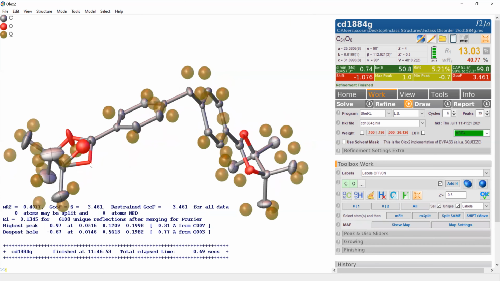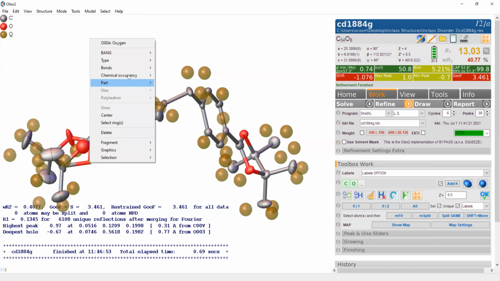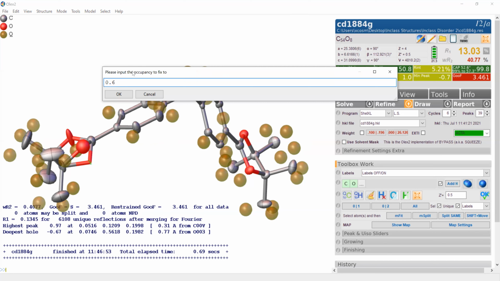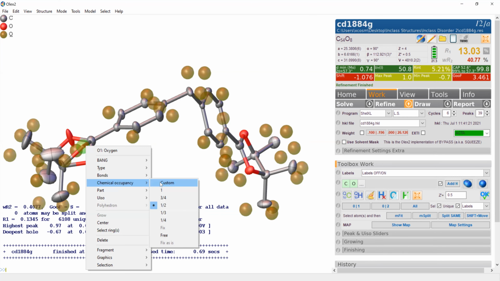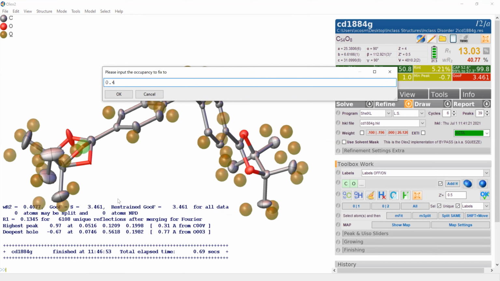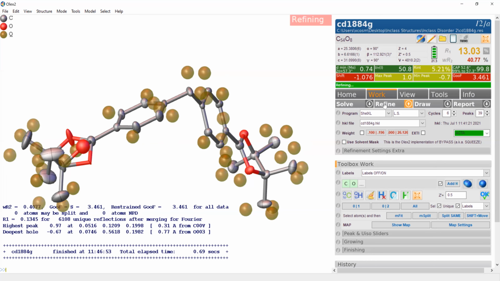And we see now this one went to a very small ellipsoid. So we made it, maybe it's more occupancy than what we gave it. So let's go back and move this to say 60% and this to 40% and see if that helps the structure.